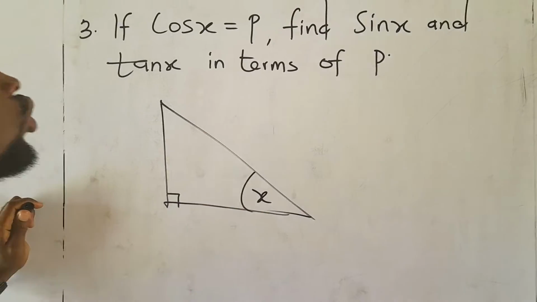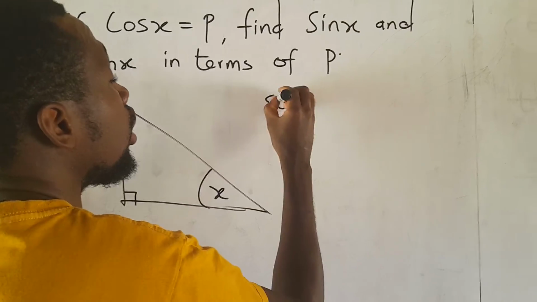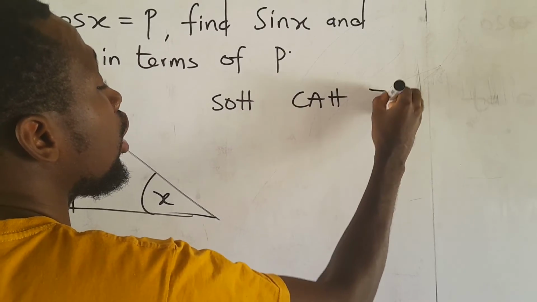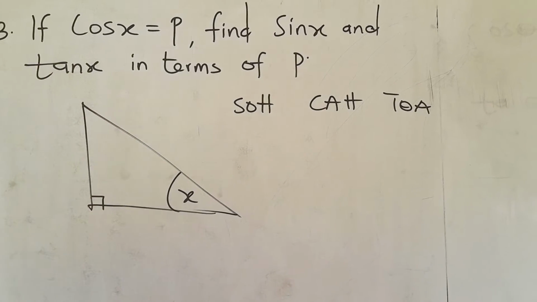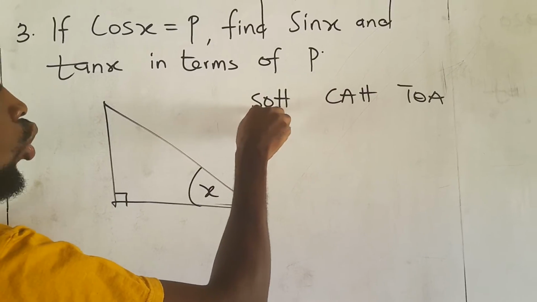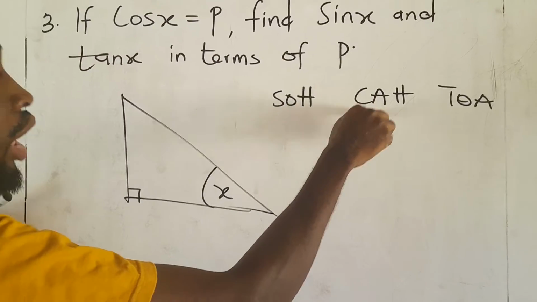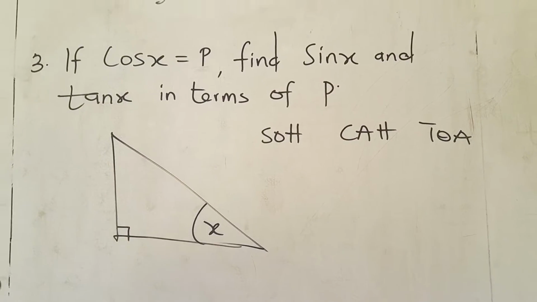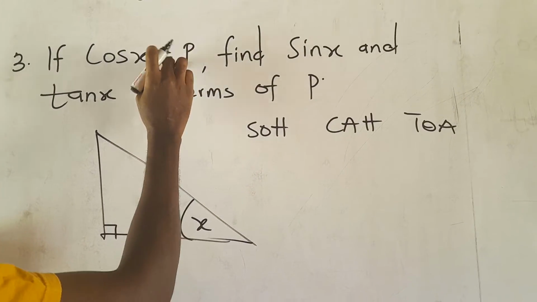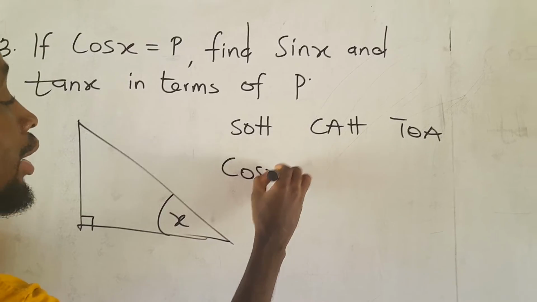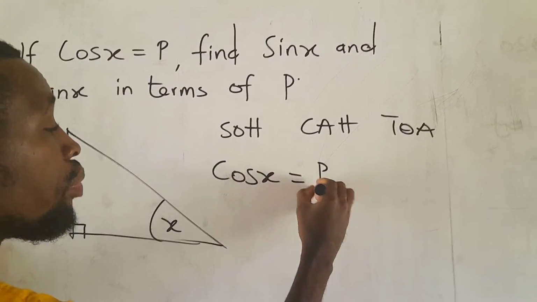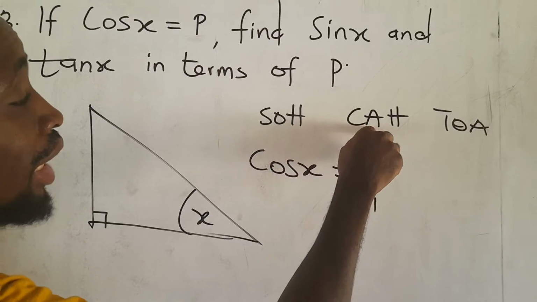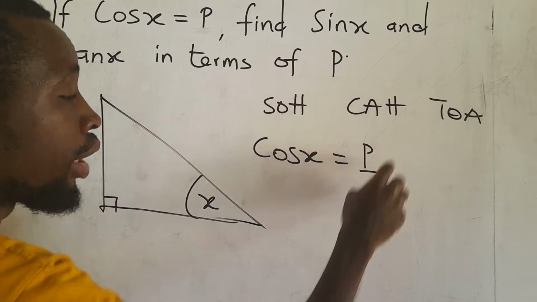where our x is here, which is the angle. Remember our mnemonic scheme, SOHCAHTOA, where sine is opposite over hypotenuse and cos is adjacent over hypotenuse. So the cos is given to be p. Remember, every whole number is over 1. So this cos x being equal to p, the p is over 1. Very, very important. So we can say that our adjacent is p and the hypotenuse is 1.